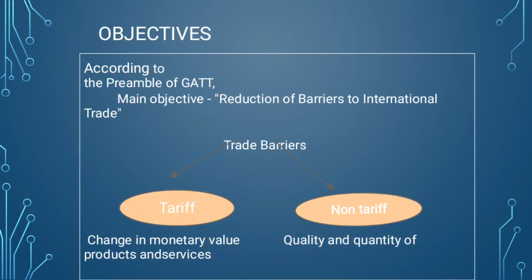Now let us see about the objectives of GATT. According to the preamble of GATT, the main objective is the reduction of barriers to international trade. The barriers consist of two types, that is tariff and non-tariff. Tariff refers to the change in monetary value of products and services. Non-tariff refers to the quality and quantity of the products and services.